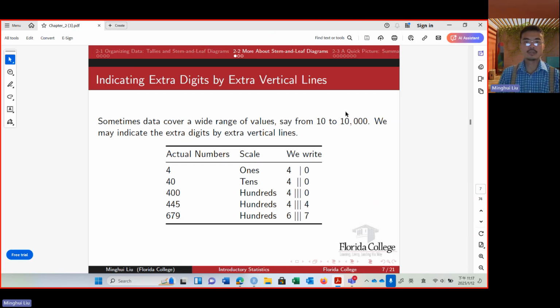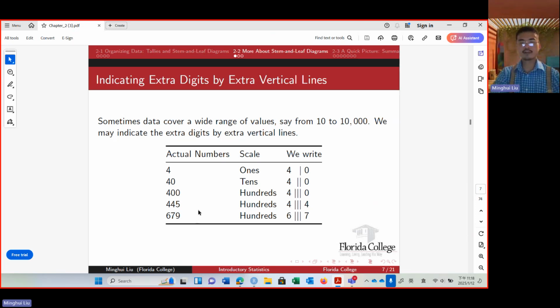So for example, when the actual number is 4, you can just write it as 4 with one line followed by 0. So one line means this data point is in the scale of 1, so it's 4. And then if the actual number is 40, we'll write 4 followed by 2 lines, and then a 0. With 400, we'll use 4 followed by 3 lines and 0.